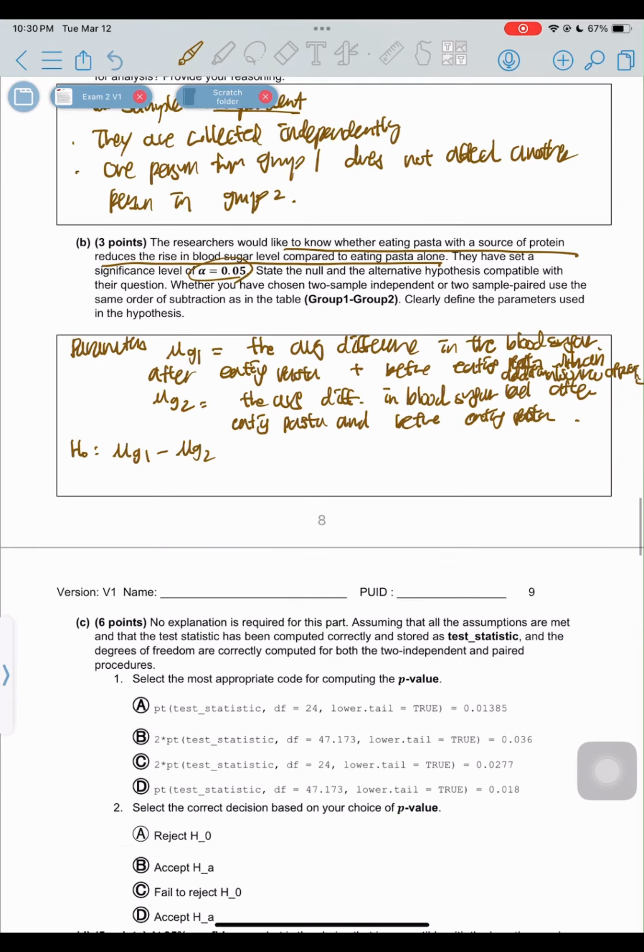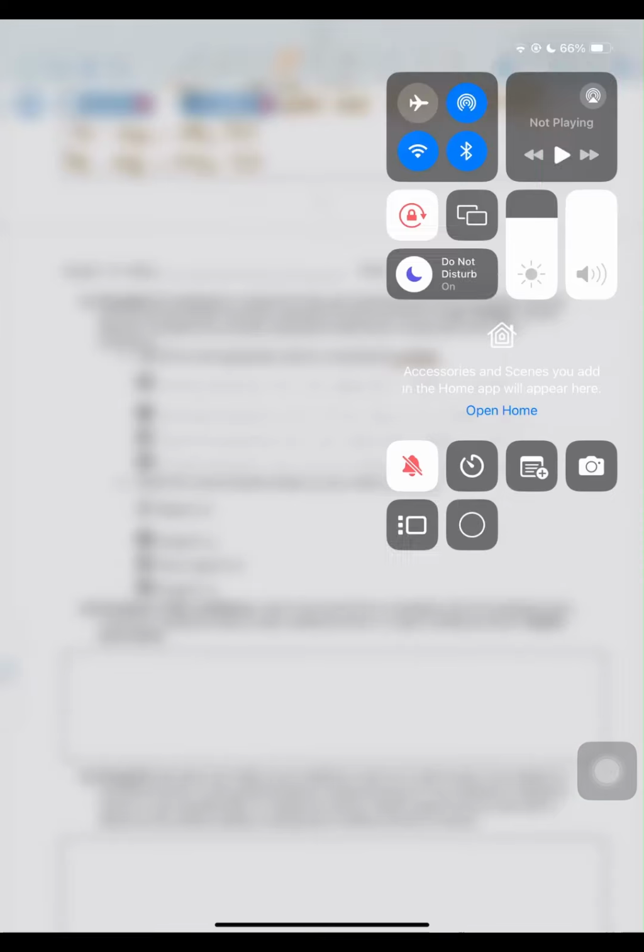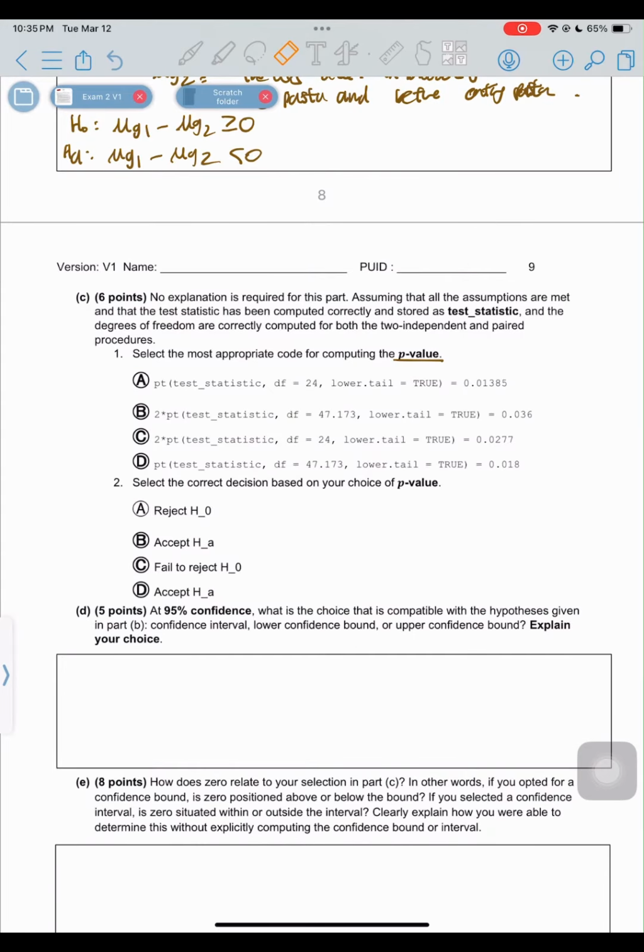Okay, so if you want to reduce it, then UG1 minus UG2 has to be greater or equal to 0. So it's increasing or equal. But then we're interested in reducing the level, so the difference has to be less than 0 to reduce it. So UG1 minus UG2 is less than 0. Okay, there we go. This question asks to evaluate the p-value basically.